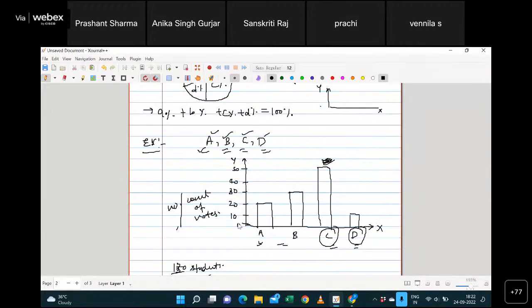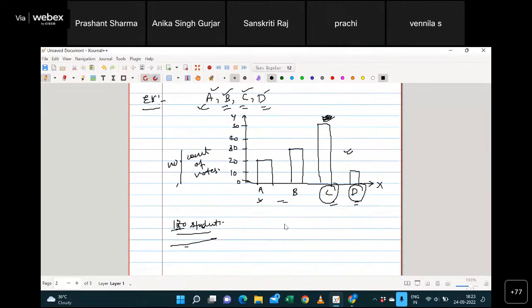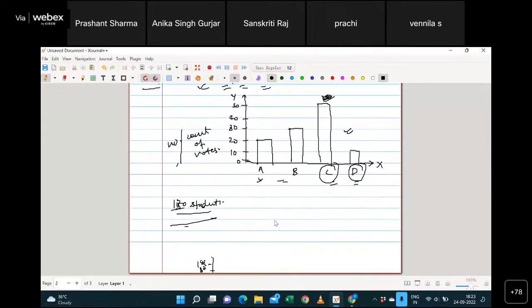Similarly, here with the count of votes, someone may be interested to know the share of votes. What percentage of votes candidate A got, what percentage candidate B got, what percentage candidate C got, similarly D. So that is the same.